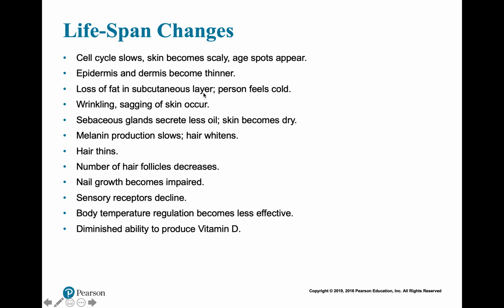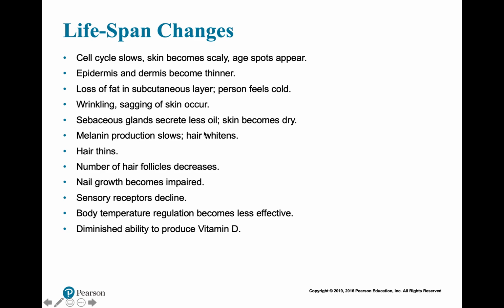Loss of fat in the subcutaneous layer. This is why elderly individuals have a hard time regulating body temperature, and they might feel cold a lot more. Wrinkling and sagging of the skin. This has to do with the breakdown of collagen. Because the cell cycle slows, those fibroblasts aren't producing collagen as quickly, and fibroblasts aren't producing more of themselves. And so the collagen that they do have in their dermis starts to break down, and we get wrinkling and sagging of the skin.